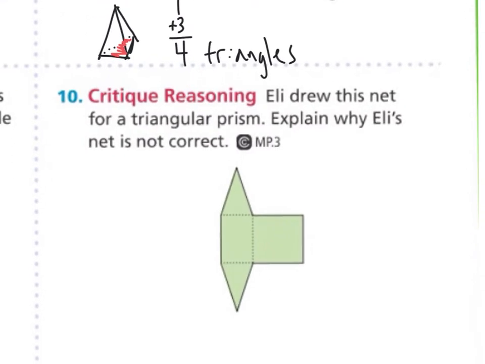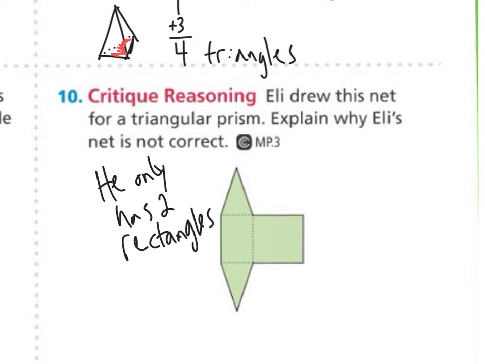I'm going to skip over number 9. Number 10, Eli drew this net for a triangular prism. Explain why Eli's net is not correct. If you think about the triangular prism, that was like what we did on number 6. So the problem is he only has 2 rectangles instead of 3. He should have one more rectangle, right here.